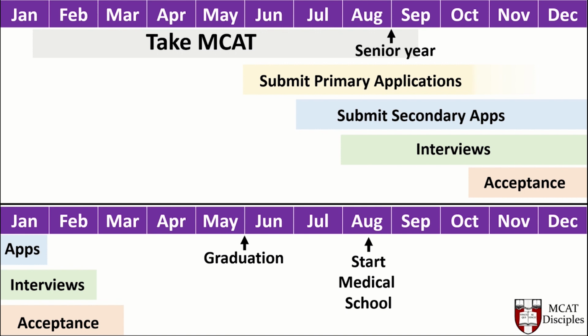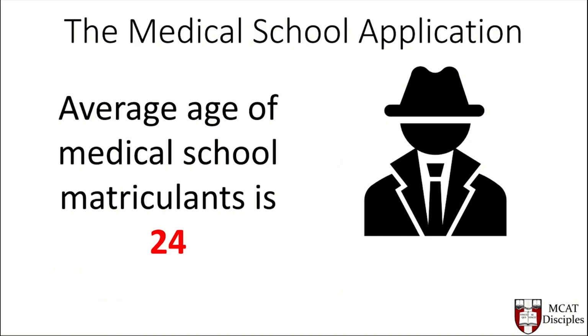Now, I said that this is the timeline for the traditional pre-med student, but that term is really falling out of favor because the average age of the medical school matriculant is now 24. We refer to these folks as non-traditional medical students, not because of age, but because they took one or more gap years before entering medical school. But again, these terms are falling out of favor as these ages change.